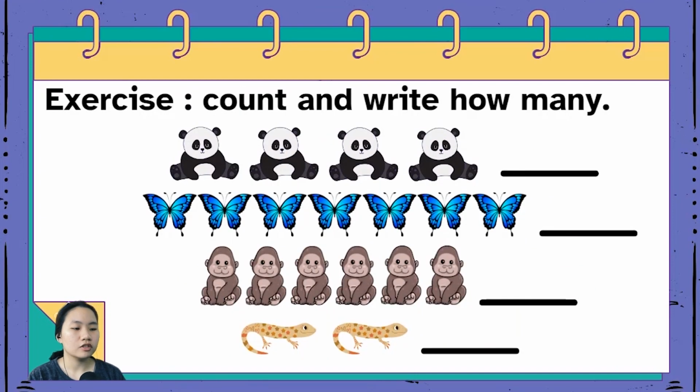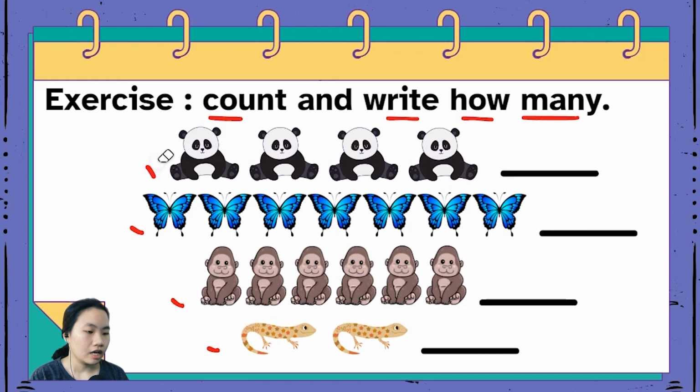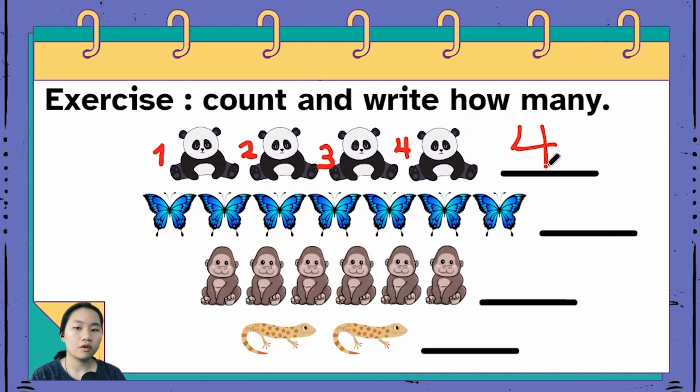Now we can move on to the main thing of our lesson today, which is the exercise. I want you to count and then write how many of these animals and insects there are. I'll give you an example. I'm going to do the pandas first: 1 panda, 2 pandas, 3 pandas, and 4 pandas. So I'm going to write here the number 4. Now, feel free to pause the video and figure out the butterfly, the gorilla, and the lizard yourself.